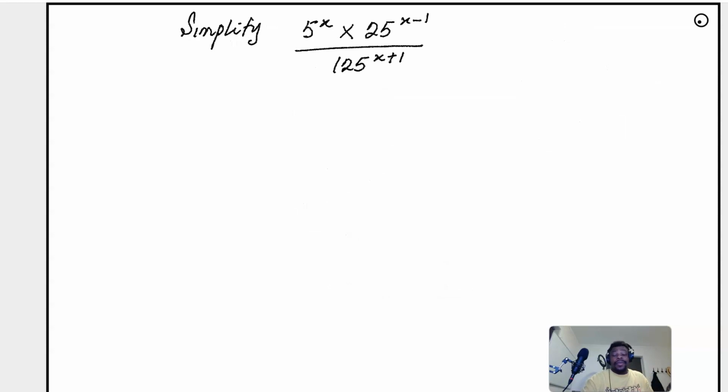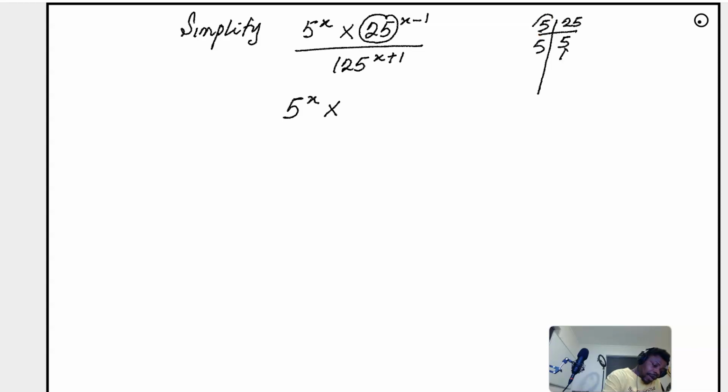Now, let's take the next question. Simplify. 5 raised by x times 25 can also be written as 5 raised by 2. That means 25 is 5 times 5. So 5 will multiply itself twice to get 25. So 5 raised by 2 is 25. Then you have this power here, bracket x minus 1, divided by. Then let's see how many 5s I can multiply to give me 125.